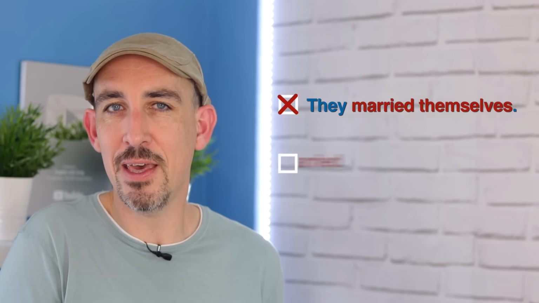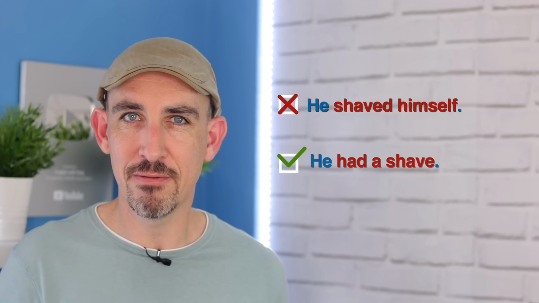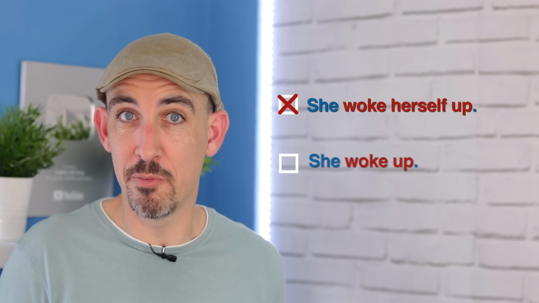So with the verb marry, it's not they married themselves. No, it's they got married. It's not he shaved himself. No, we normally say he had a shave. She woke herself up. No, we say she woke up. Okay, so do be careful with that. Okay, just one thing I want to tell you now before the big mistake, which is this word, itself.